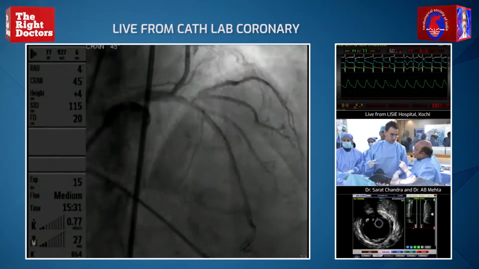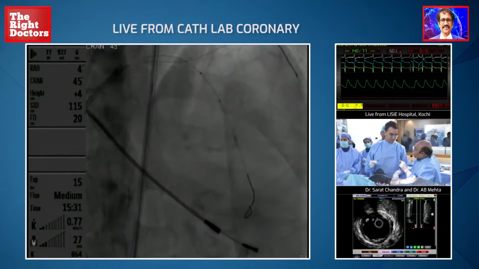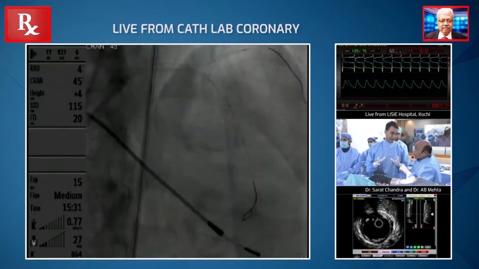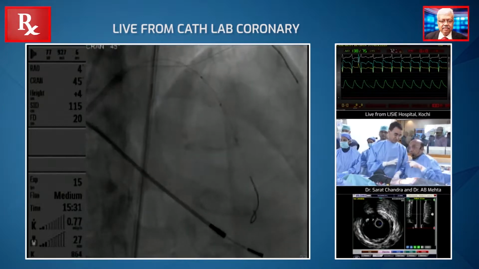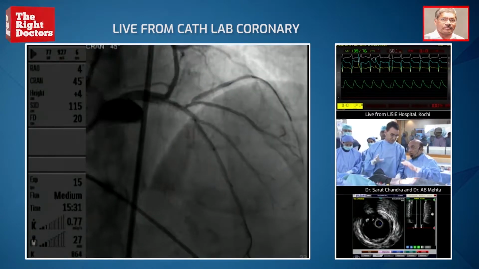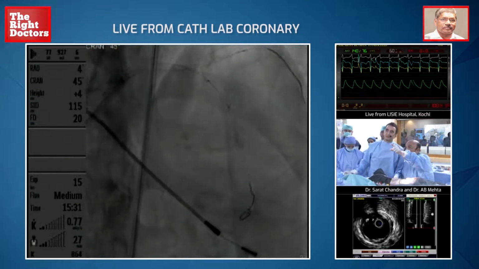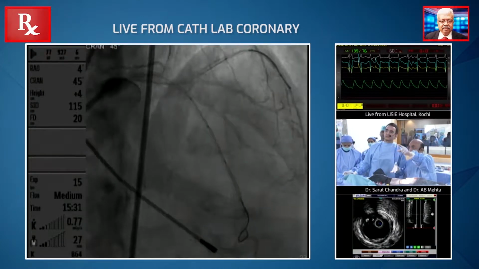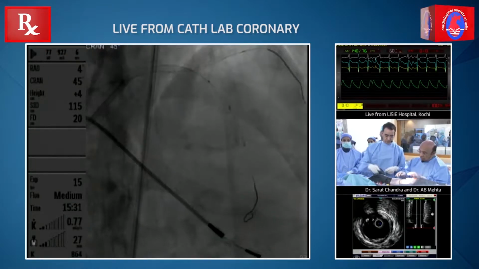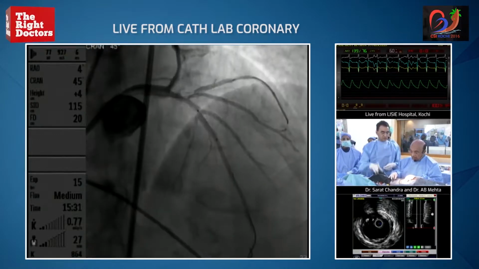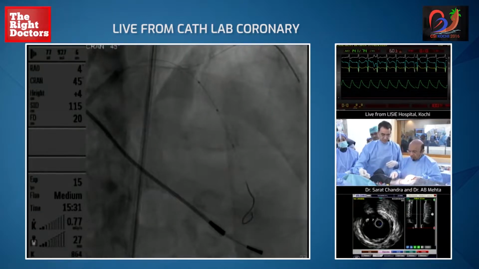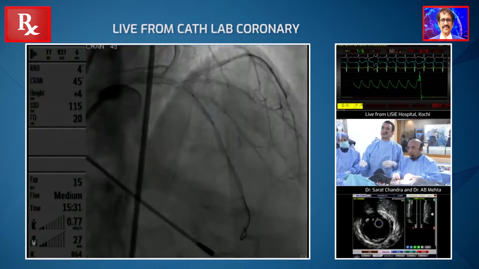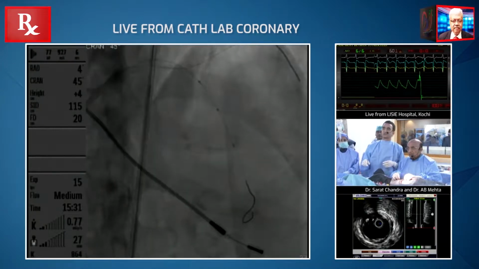Okay, so welcome back. Can you hear us? Excellent, thank you. So we're going to show you the right coronary. You saw the LAD, you saw the optimization of the stent using OCT, and we're going to illustrate now the use of physiology in a right coronary lesion. Can you see the right coronary angiogram there?